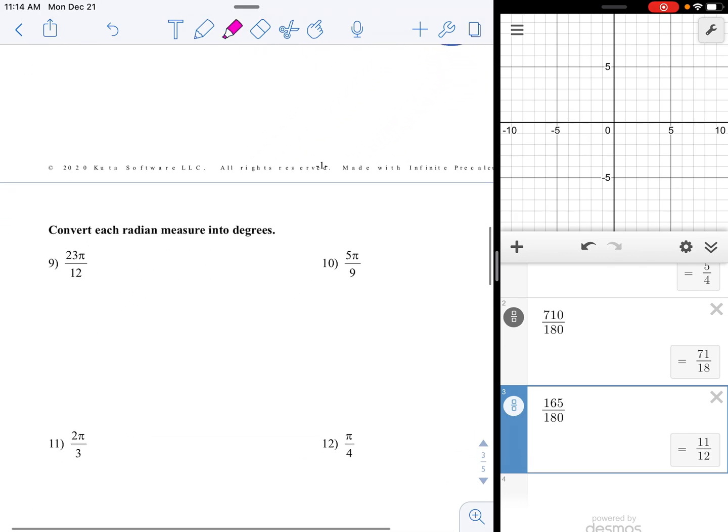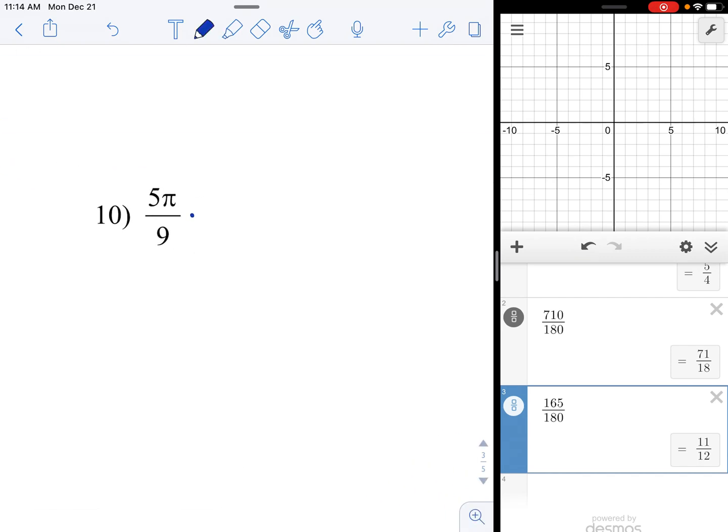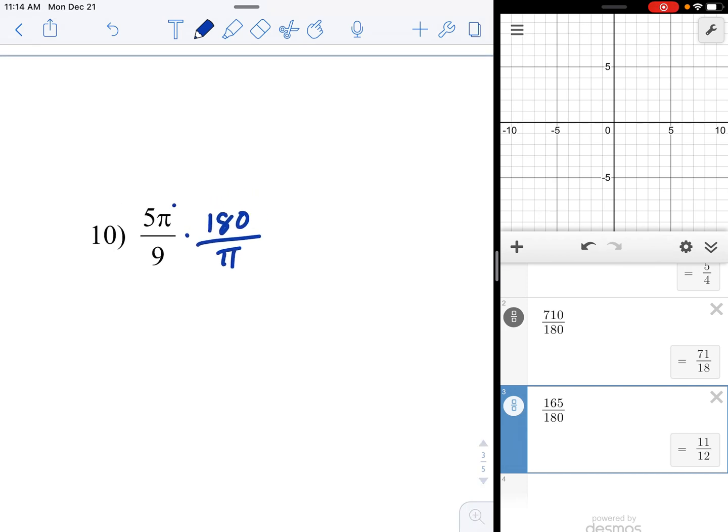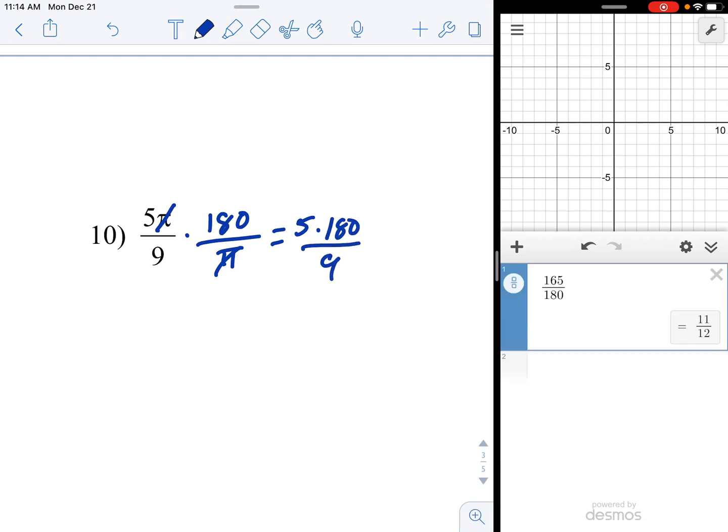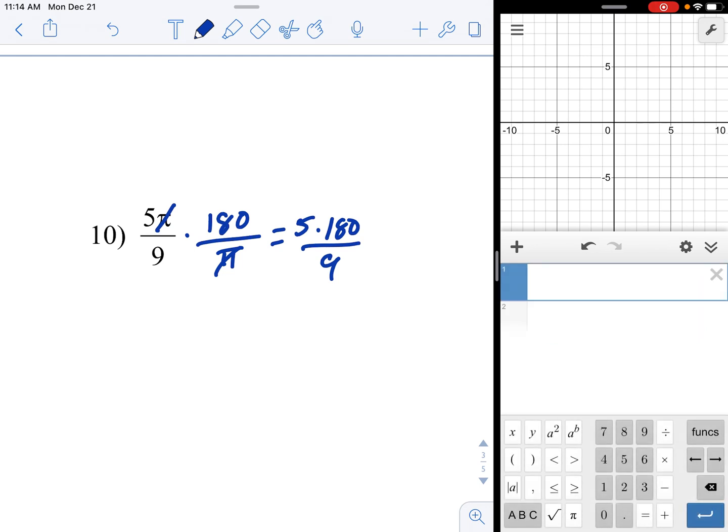The next few problems is just the opposite. We're going to convert radians into degrees. So here, we need to multiply by 180 over pi. Now, we can cancel the pi's. Pi on top, pi on bottom, they cancel out. That leaves us with 5 times 180 over 9. Well, once again, you can work fractions in your head or whatever, or you can use a calculator. I'm going to use a calculator. 5 times 180 over 9, and this works out to be an even 100.